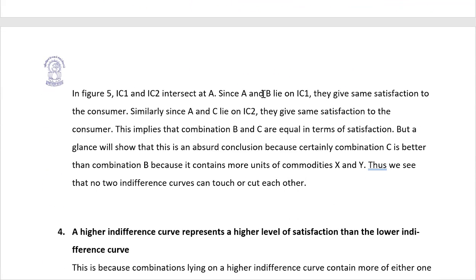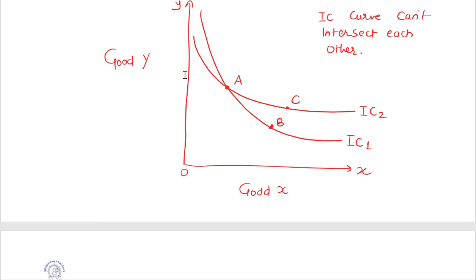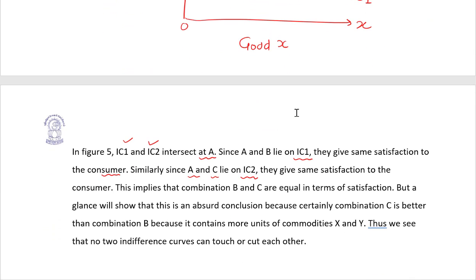Just see it over here. IC1 and IC2 intersect at point A. Since A and B lie on IC1, they give the same level of satisfaction to the consumer. Similarly, since A and C lie on IC2, it also gives the same level of satisfaction, which is not possible at all. This whole conclusion is absurd, not relevant.